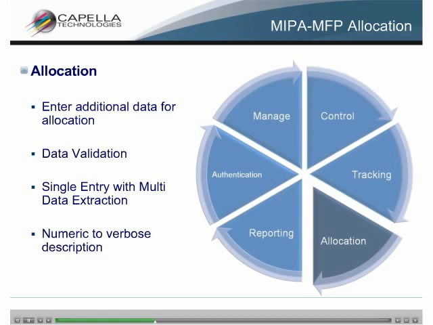Instead of entering data for a client number and a separate field for job number, this can be combined into one simple field. The numeric to verbose description provides simple recognition when reviewing a report that shows a description of the number. In an example, if an admin person was making copies for various department codes, the report provided would show the department code as well as a name for the department.